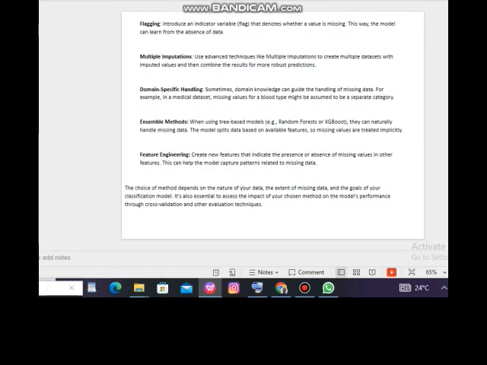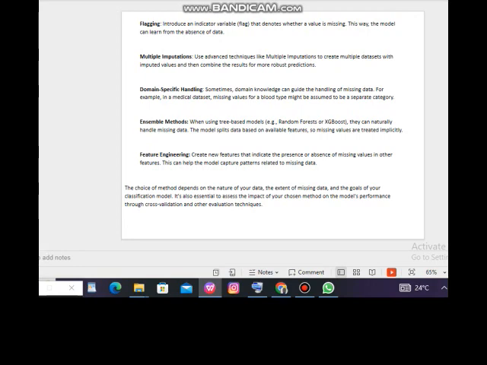Flagging. Introduce an indicator variable, or in brackets a flag, that denotes whether a value is missing. This way the model can learn from the absence of data. Multiple imputations. Use advanced techniques like multiple imputations to create multiple datasets with imputed values and then combine the results for more robust predictions.